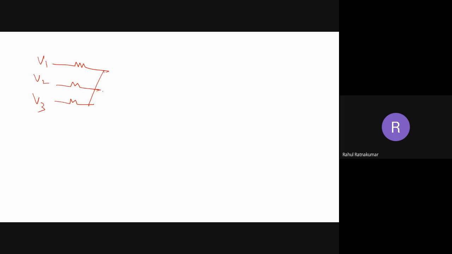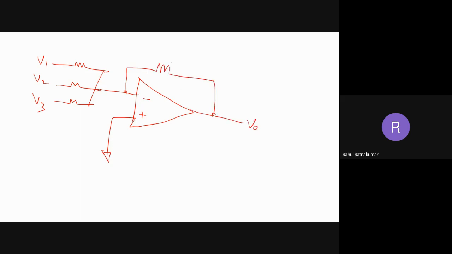Now let's give it to an op-amp. I'm selecting an inverting configuration and grounding the other input. This is my Vout, and this is my RF. Now let's see what the output voltage is. V1 is going through R1, V2 through R2, V3 through R3. In this case, we can use the superposition principle. We have multiple voltage sources at the input, so you can just use superposition.